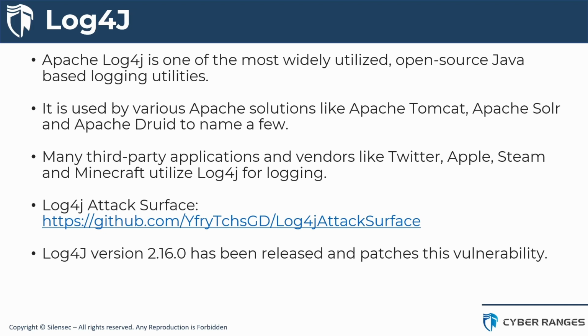Log4j version 2.16.0 was released in order to patch this vulnerability, and the primary remediation or mitigation strategy that was recommended was to either disable Log4j as a whole or to update to the new version, which was 2.16.0.